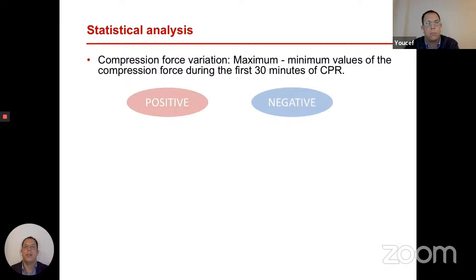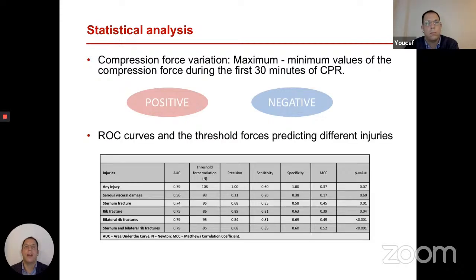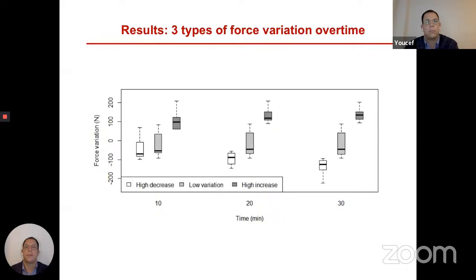This force variation could be positive or negative. ROC curves for different injuries were built to know the best predicted force variation. The optimum threshold variation compression force was 95 newtons, which predicted bilateral rib fractures, with an area under the curve of 0.79. What happens with the distribution of the chest compression force variation? We found a high increased chest compression force variation group, as you can see at the top of the figure, for variations above 95 newtons. We found a high decreased chest compression force variation group at the bottom of the figure, for variations below minus 95 newtons. And finally, a low chest compression force variation group between them.